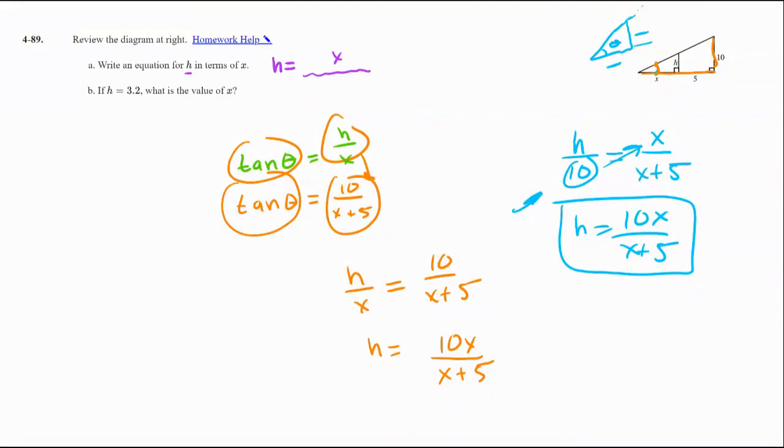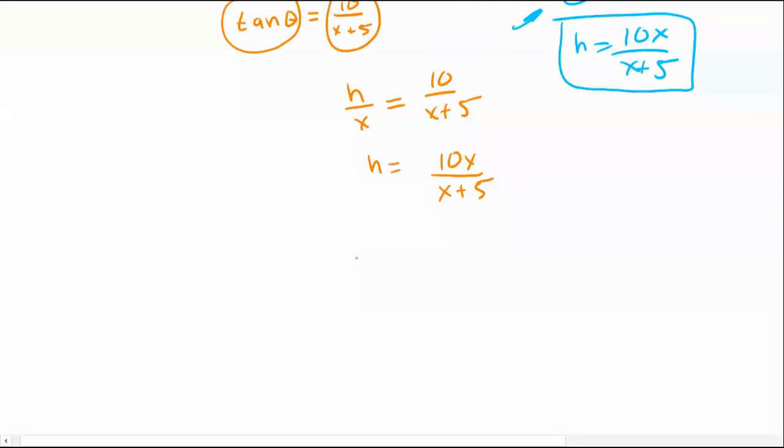So for B, it says if h is 3.2, what is the value of x? So go ahead and use my orange equation here: 3.2 equals 10x over x plus 5. I'm going to multiply x plus 5 by both sides. 3.2x plus 3.2 times 5, which is 16, equals 10x.